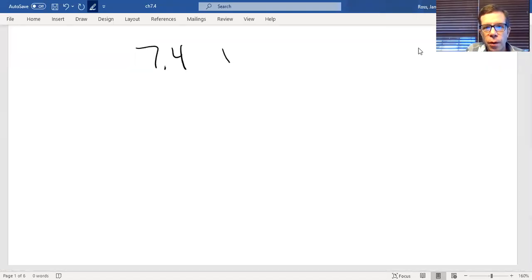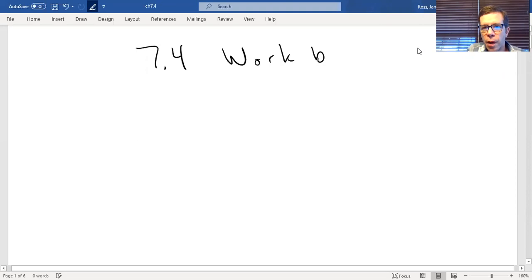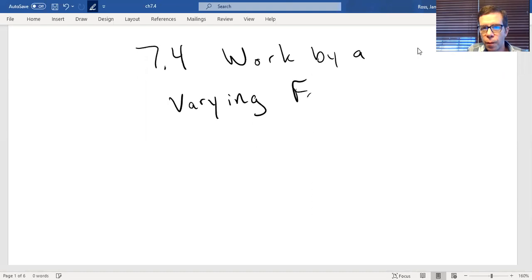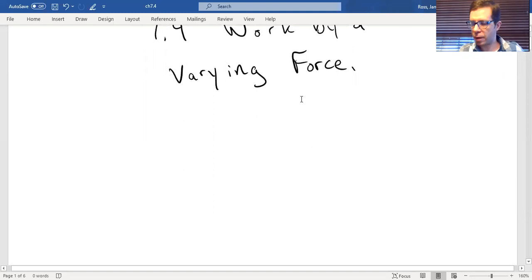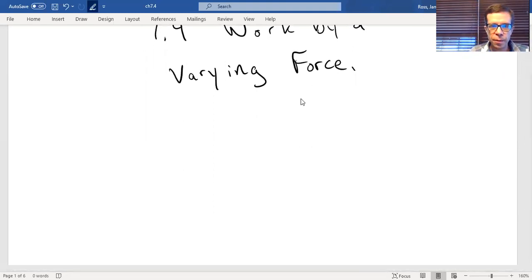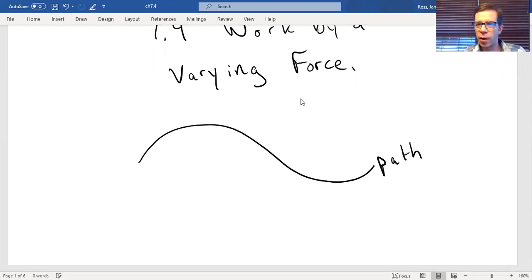Section 7.4 concerns work by a varying force. All right, we're going to build up to it, but I think it's going to be no surprise how we do this. So if we consider some path, then an object moves along, and we consider a force acting on it as it moves along that path. Say this is a hill that we're pushing along, and we're going to always push with a horizontal force.